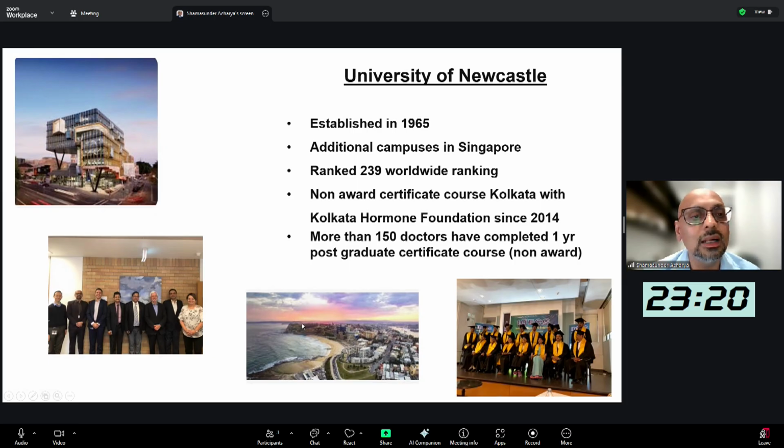many years ago. That's one of our fancy buildings of Newcastle University, and that's a beautiful city of Newcastle. And these are some of the photographs from our past recipients of the non-award certificate course in Kolkata.